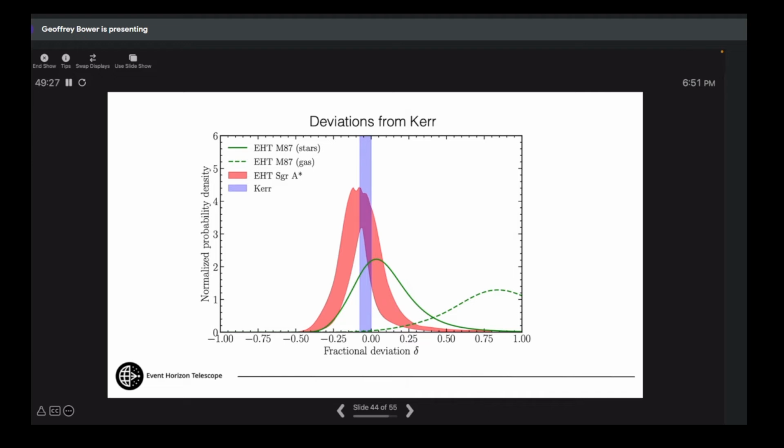And the same holds up for Sag star, where we have this extremely precise prediction of the shadow diameter from that 1% M over D. And we have very good consistency there. And so that's a really important part of the significance of Sag star, is that precision measurement of M over D that we can compare against, which we don't have for M87.